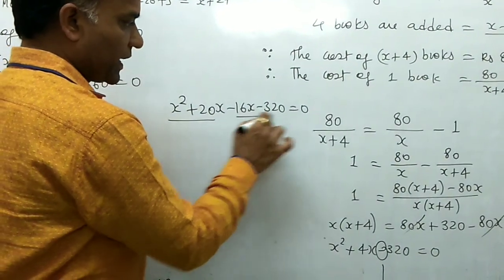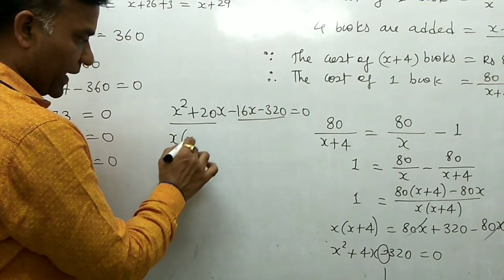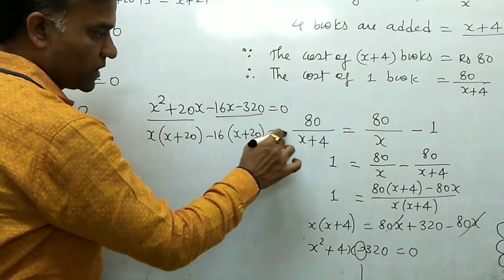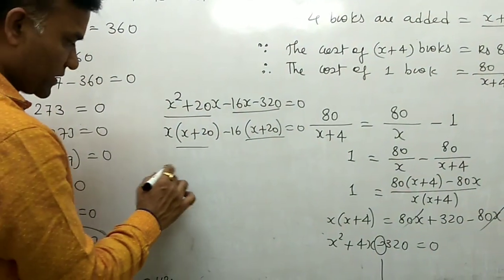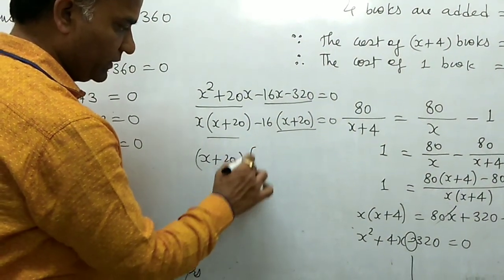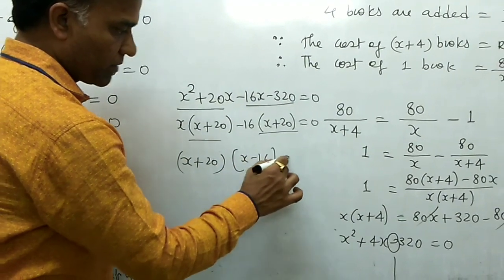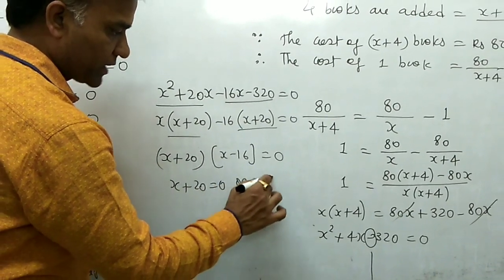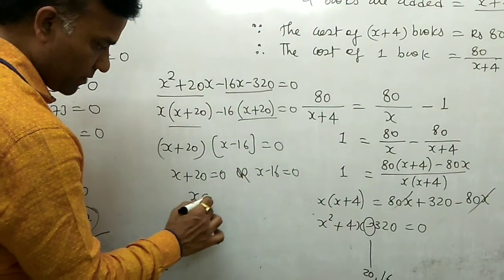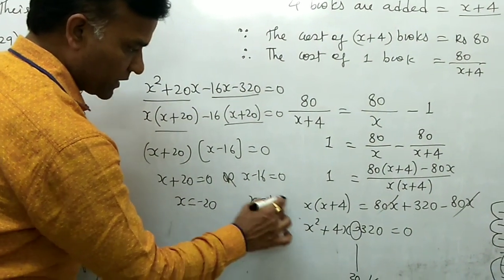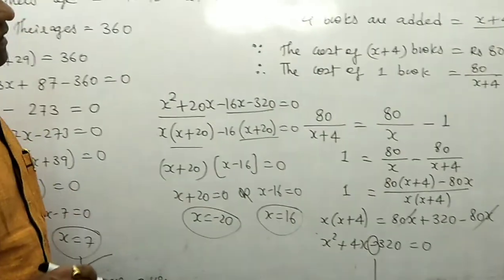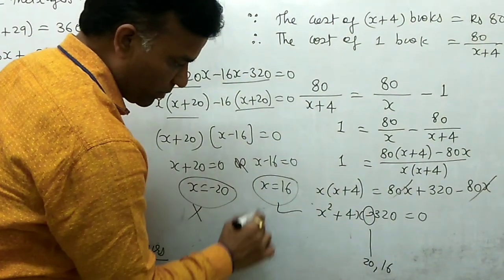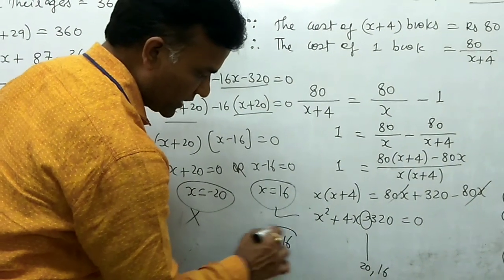You make two pairs and underline them. In the first pair take x common, leaving x plus 20, and in the second take minus 16 common, leaving x plus 20, equal to 0. These two brackets are now common, so x plus 20 is overall common, and the remaining is x minus 16 equal to 0. So x plus 20 equals 0, or x minus 16 equals 0; x equals minus 20, and x equals 16. Okay, the number of books cannot be negative, so you ignore this answer and accept the other. So the number of books is 16, so x equal to 16 is your answer.